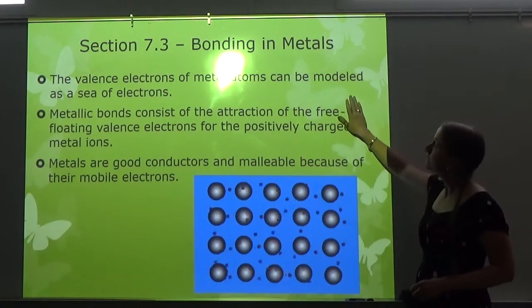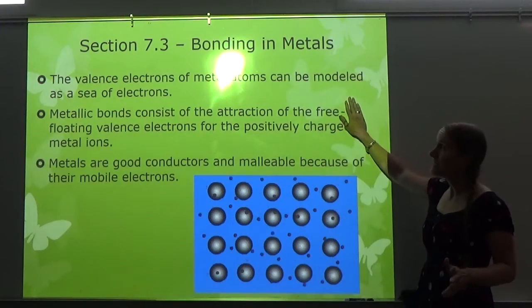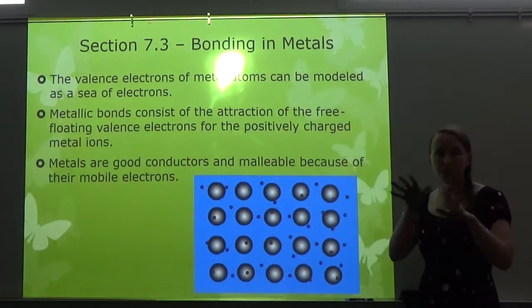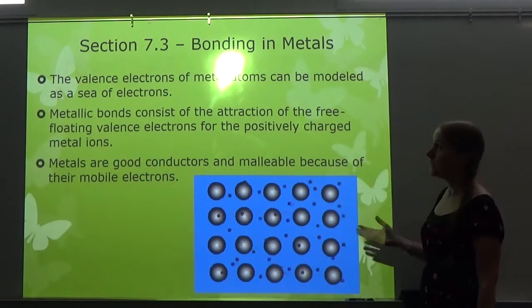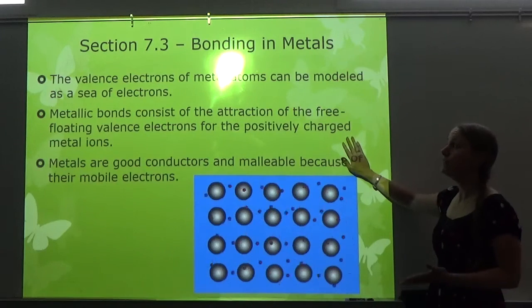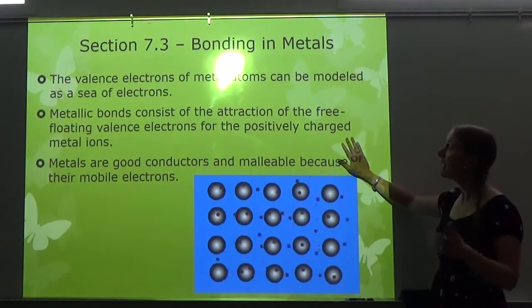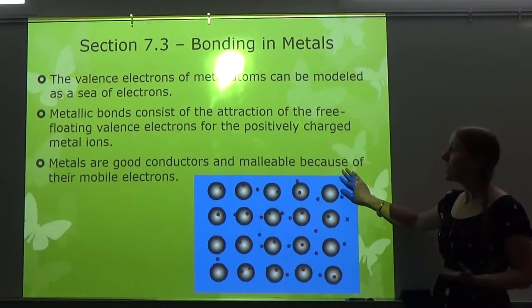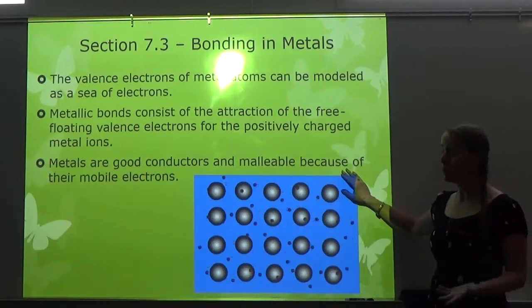The valence electrons of metal atoms can be modeled as a sea of electrons. They can flow around to different metal nuclei. Metallic bonds consist of the attraction of the free-floating valence electrons for the positively charged metal ions. Metals are good conductors and malleable because of their mobile electrons.